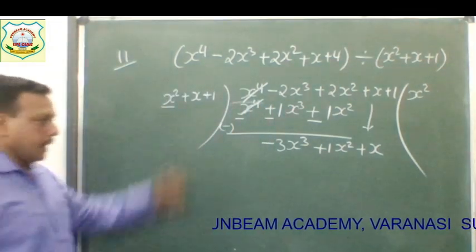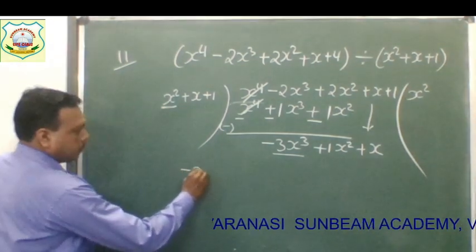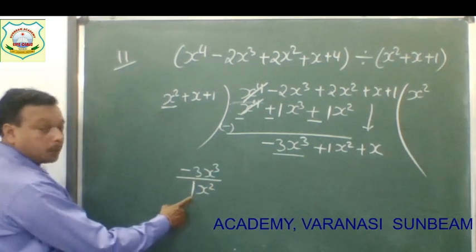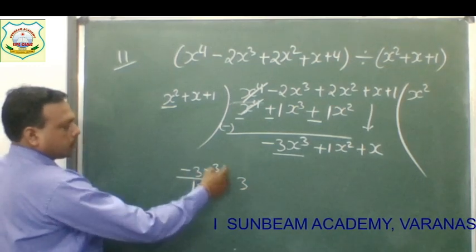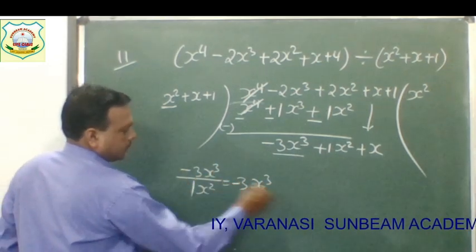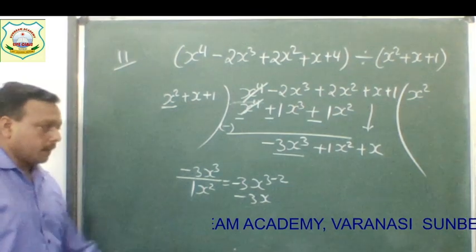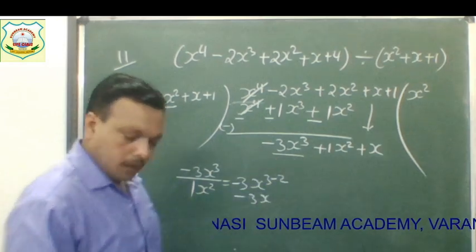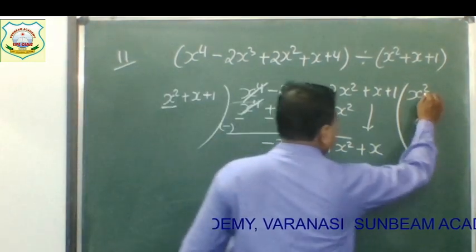See everyone, again check what the first value should multiply. Minus 3x cube upon x square gives minus 3x. Minus 3x into x square, minus 3x into x, and minus 3x into 1. Clear? So we write minus 3x here in the quotient.